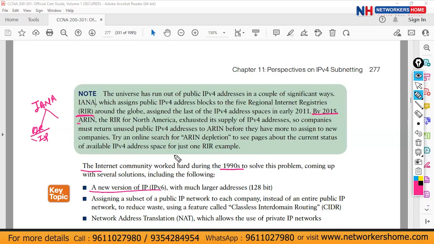Because if you see the world, is it possible that there are only 4 billion devices using the internet? No, right? There are many more. So for that reason, IPv4 has almost been exhausted. And it is still in use because of some features: CIDR, and also NAT. And this NAT is the popular thing because of which right now we are using the internet with the help of IPv4. We'll be discussing this in our course.